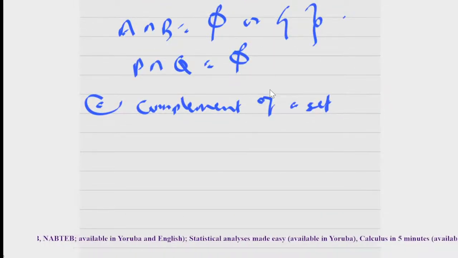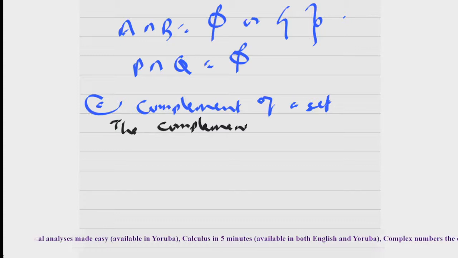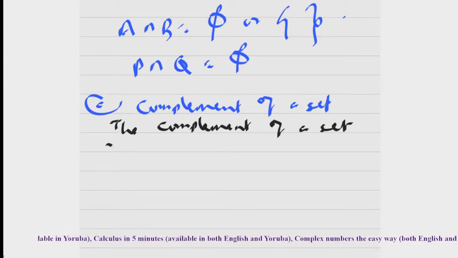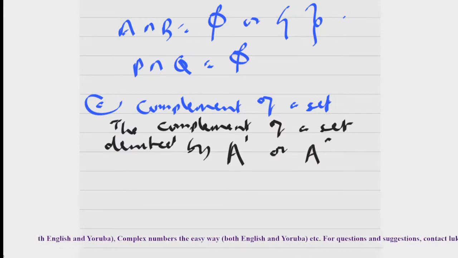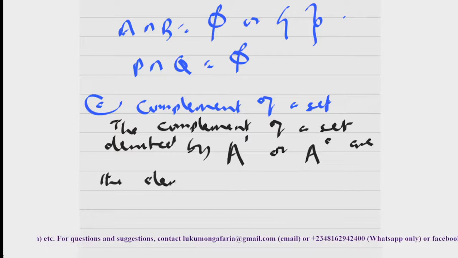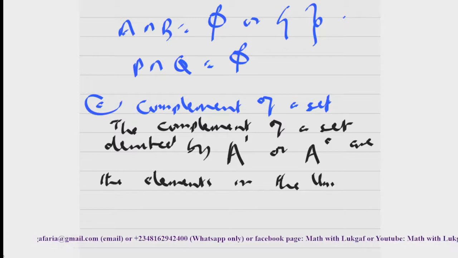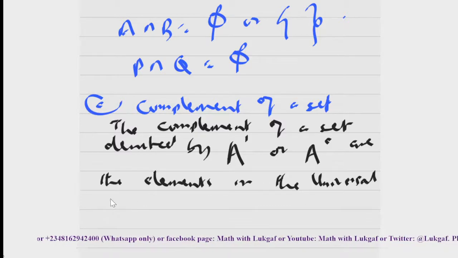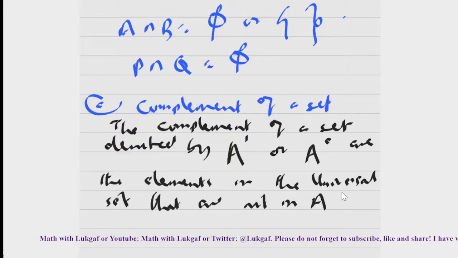So, like I've said, the complement of a set is denoted by A prime or A raised to the power C. They constitute the elements in the universal set, which is the collection of all the sets under consideration, that are not in A. You understand now?